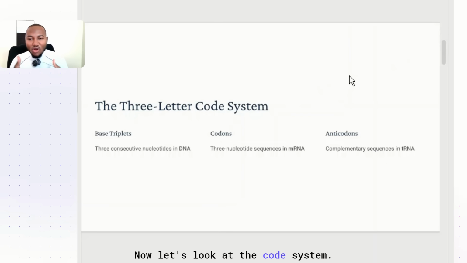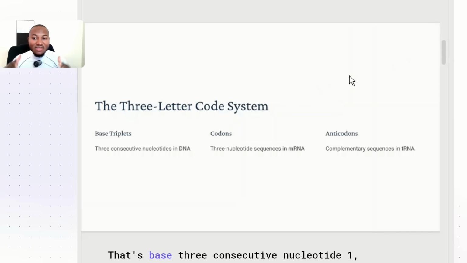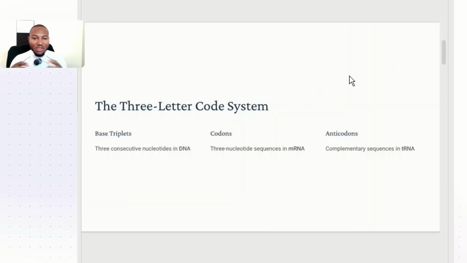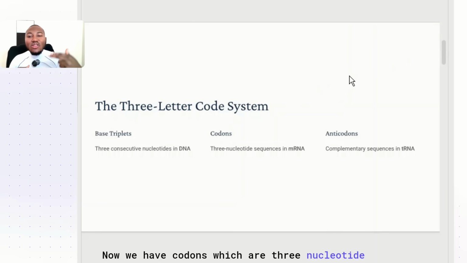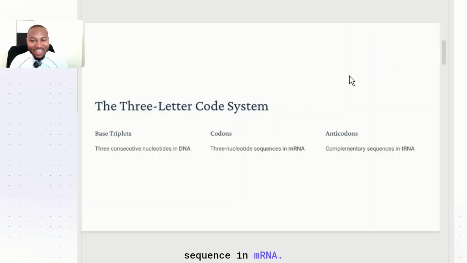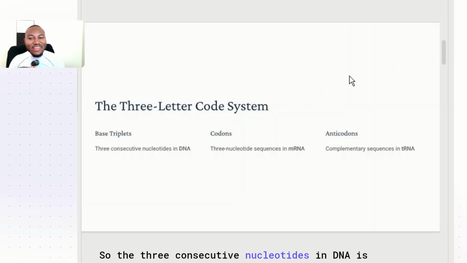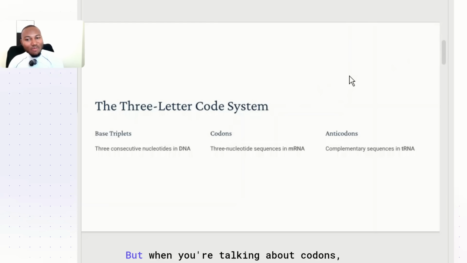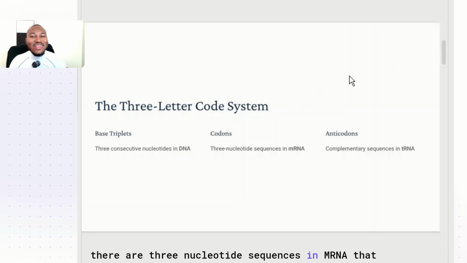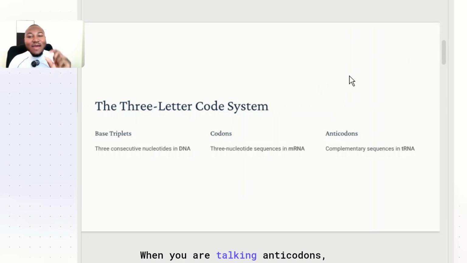Now, let's look at the code system, right? There's something we call base triplets. We have something called codons and anticodons, as I've been explaining. Now, the base triplets are just 3 consecutive nucleotides in DNA. That's a base triplet, 3 consecutive nucleotides, 1, 2, 3. Now we have codons, which are 3 nucleotide sequences in mRNA. So the 3 consecutive nucleotides in DNA are known as what? Base triplets. But when you're talking about codons, there are 3 nucleotide sequences in RNA, that's messenger RNA. When you're talking about anticodons, they are complementary sequences in tRNA. You need to understand these things.